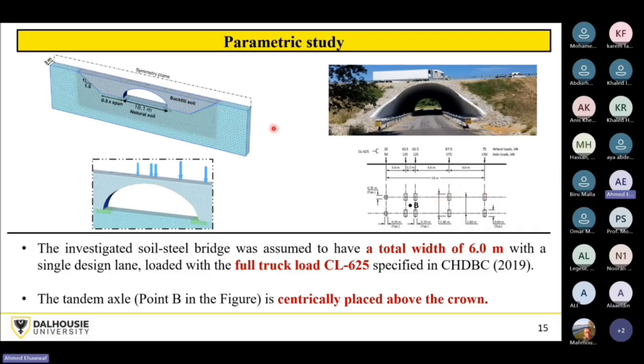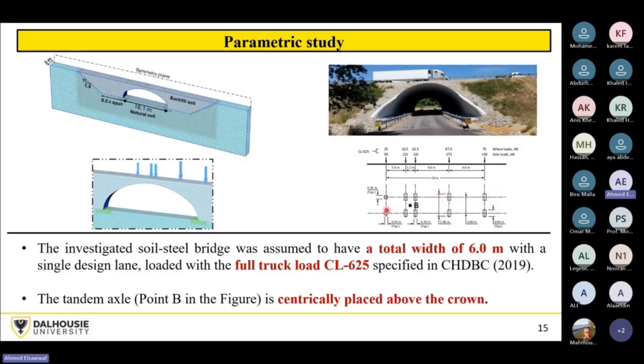And again, we are just simulating one half of the bridge, assuming that this bridge has a width of 6 meters. So one half would mean that we have a width of 3 meters in PLAXIS. We are not considering any influence line here, or simulating moving loads in PLAXIS. It's just one static load.